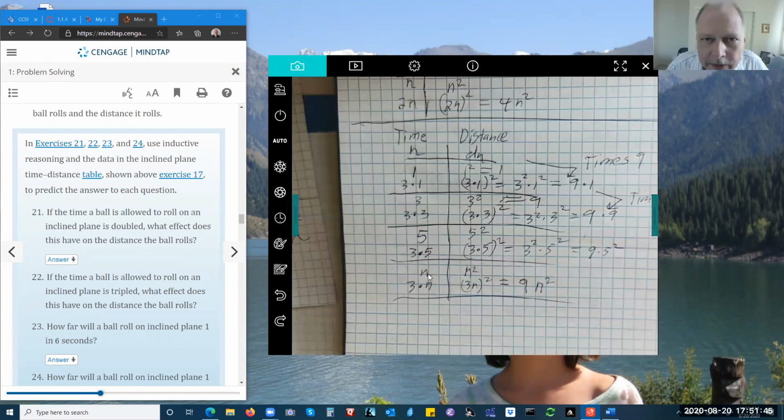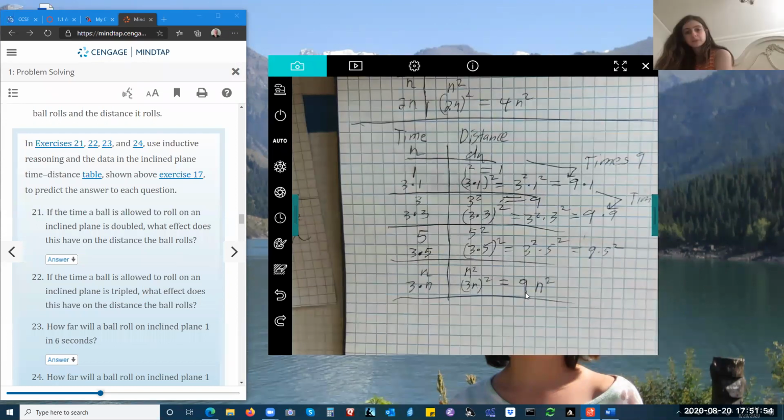Okay, let me be more specific. Do you see that if you square a number, you're going to get one thing, and if you square 3 times as much, it'll be 9 times bigger? Just that? You see that?